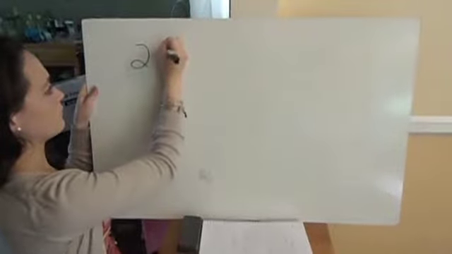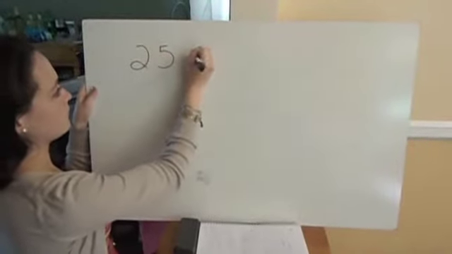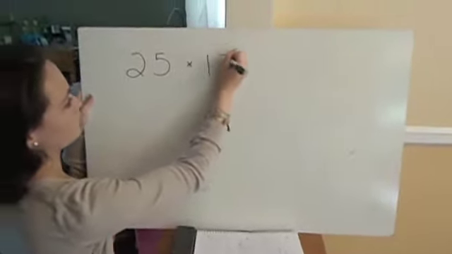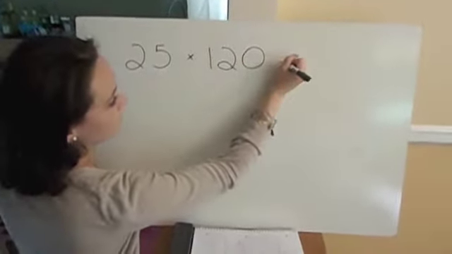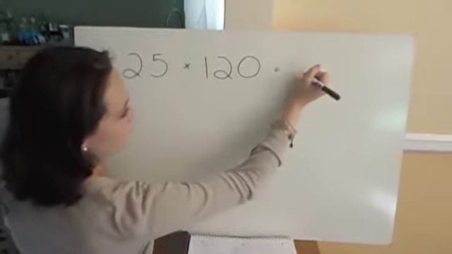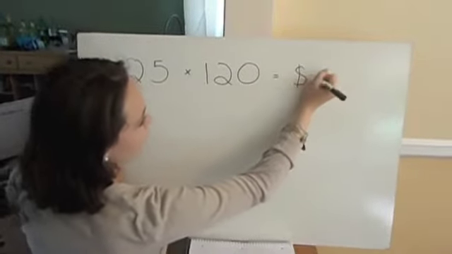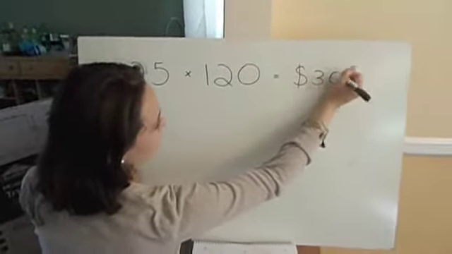So for part A, the first thing we are going to do is multiply 25 times 120, because the cable we're producing is 25 meters long and it sells for $120 per meter. And the result you get from that is $3,000.